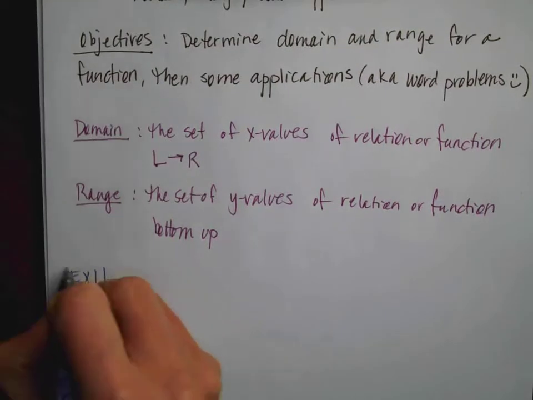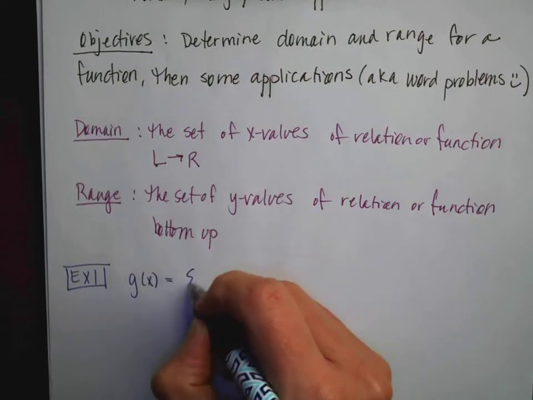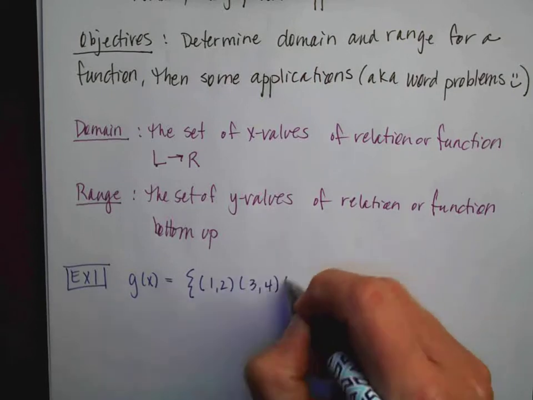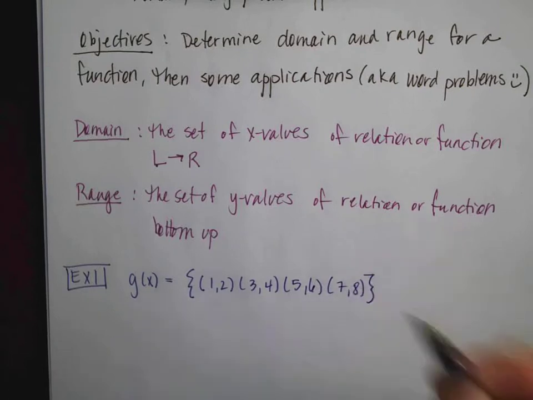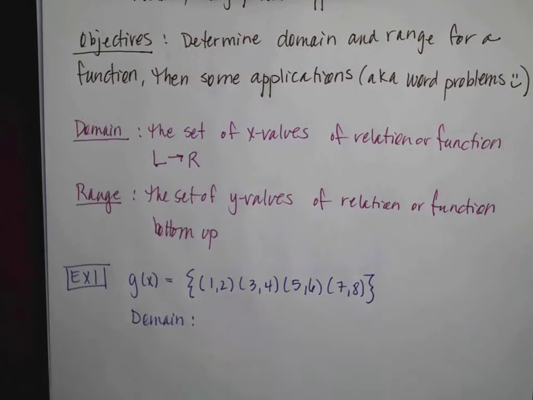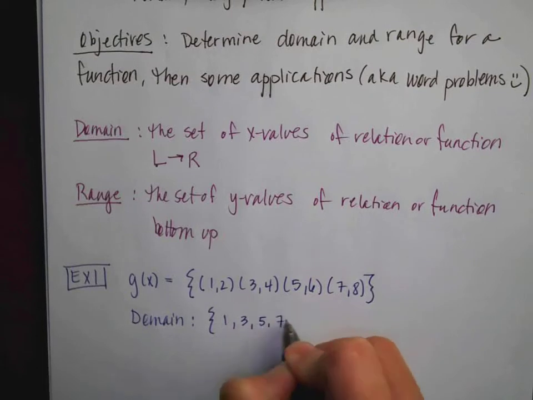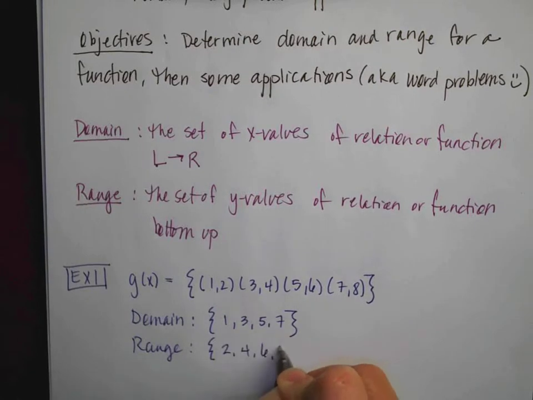So for example number 1, I'm going to be given a function g of x is equal to, and it's going to be written as a set. Again, my really creative numbers, (1,2), (3,4), (5,6), and then (7,8). So the domain is the set of x values. So my x's are 1, 3, 5, and 7. And then my range are the y values, and that's 2, 4, 6, and 8. Okay, so that was pretty easy.